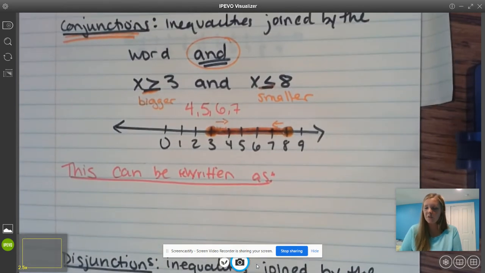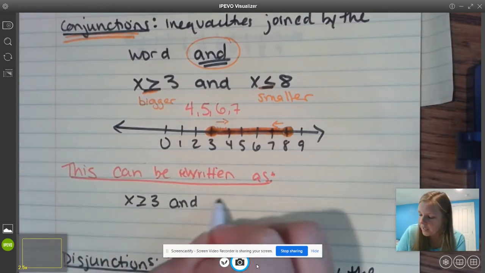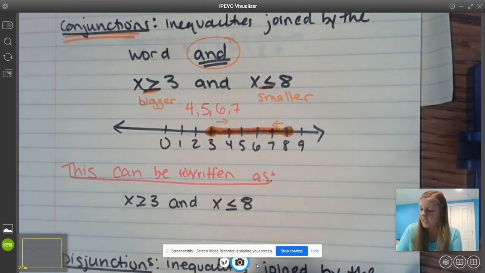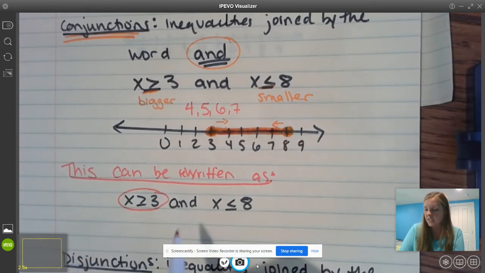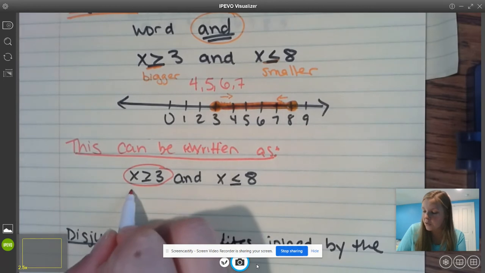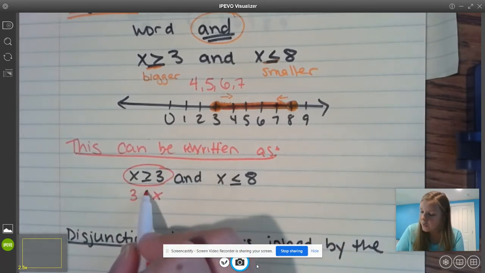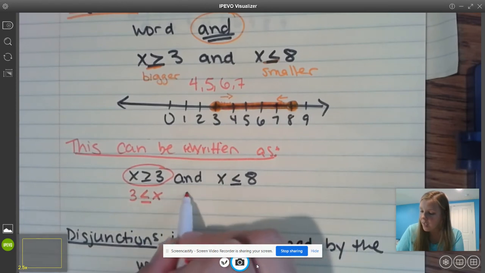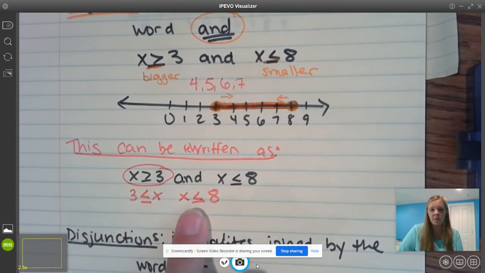Conjunctions are tricky. You can also rewrite conjunctions all smushed together. So I want you to see this. If we have x is greater than or equal to 3 and x is less than or equal to 8, what we can do is take this inequality and flip it around. Instead of writing the x first, we can switch the place of the x and the 3. And when we do that, we have to switch the inequality. And then the second one is x is less than or equal to 8, and we're going to keep that the same.